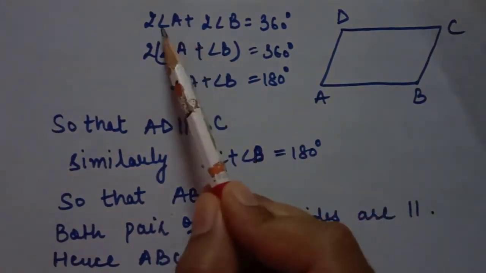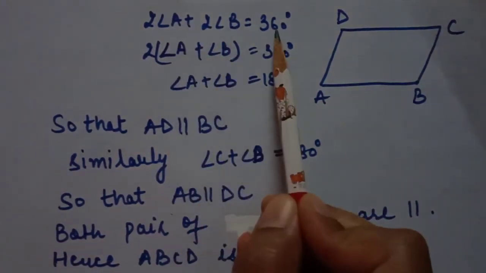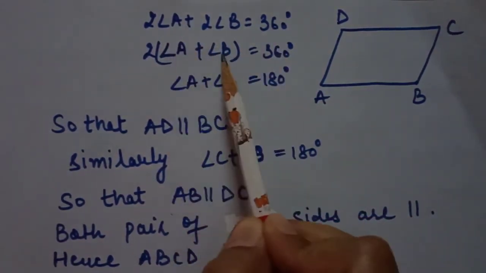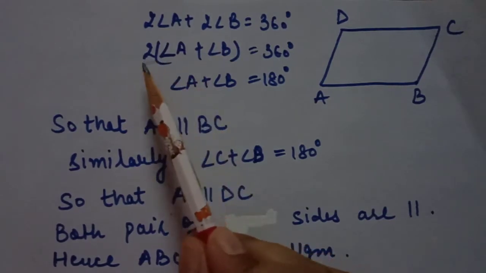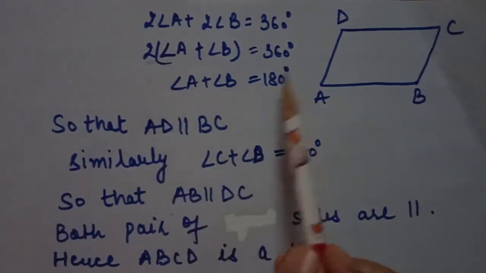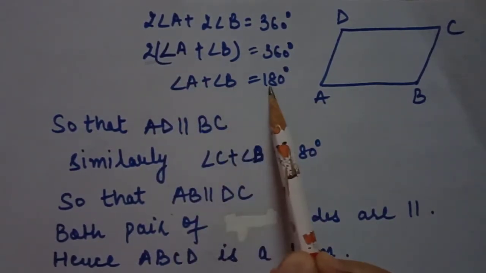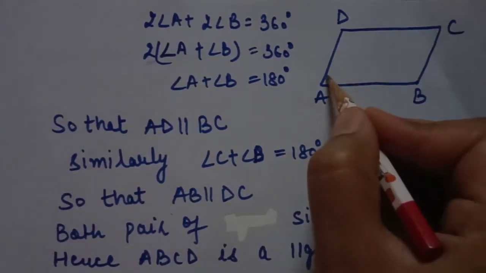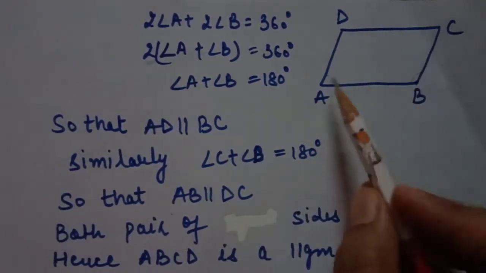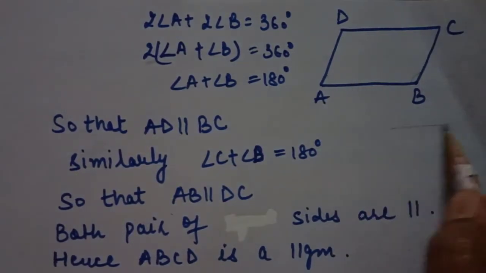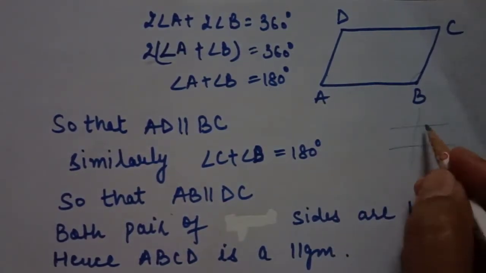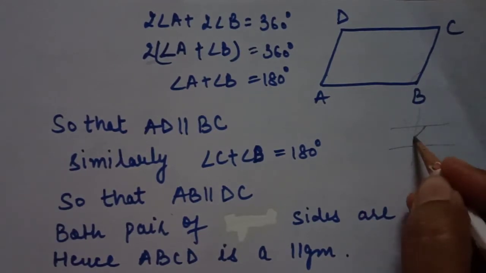So students, double of angle A plus double of angle B is equal to 360 degrees. We will take 2 common. When we shift this 2 to the other side, here it is present in multiplication, when we shift it to the other side, it will be in division. So angle A plus angle B is 180 degrees. If angle A and angle B sum to 180 degrees, then definitely they are supplementary. It is only possible when they are a pair of co-interior angles. Angle A and angle B are 180 degrees.